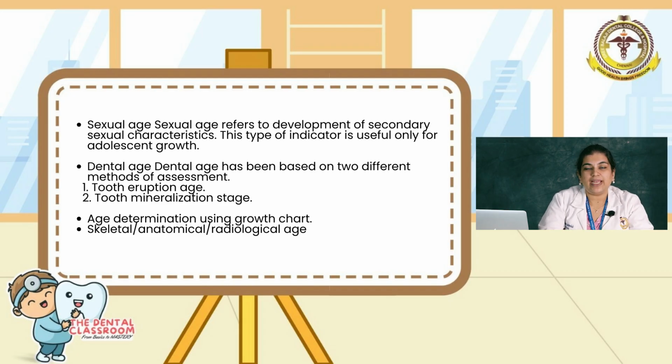So a 12-year-old girl will be treated differently in orthodontics than a 12-year-old boy for the same kind of malocclusion. Based on their growth, their treatment modalities are going to differ. So that brings us to skeletal maturity indicators. The skeletal maturity indicators are a set of indicators that you see on different parts of the human skeleton, which tell you at what stage the individual's growth is.